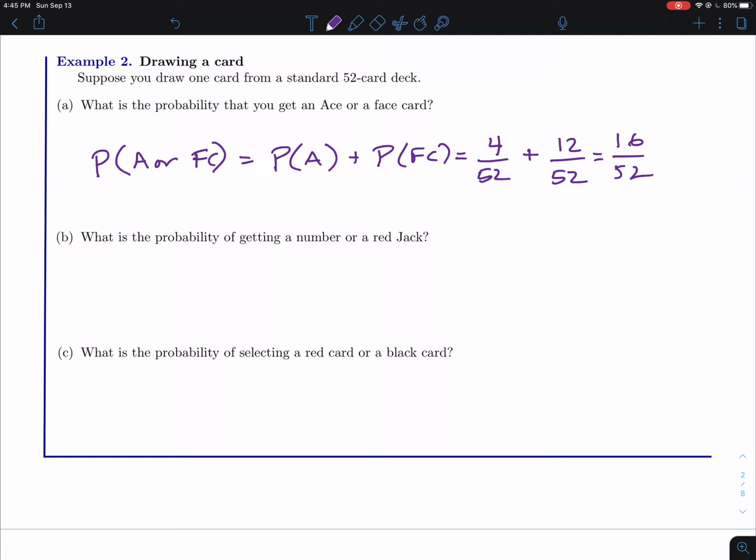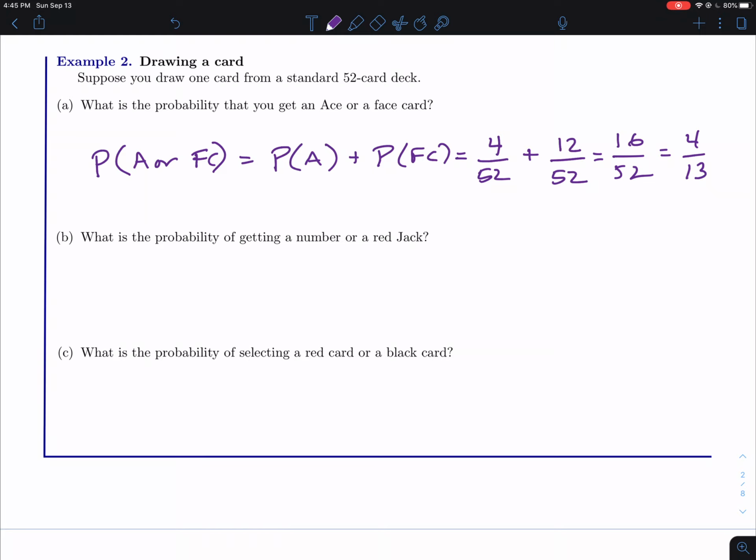So 16 divided by 52 would give us 4 over 13 in that case, which is about 31% or so if you plug it in as a decimal. So it's about a 31% chance of drawing an ace or a face card in this case.